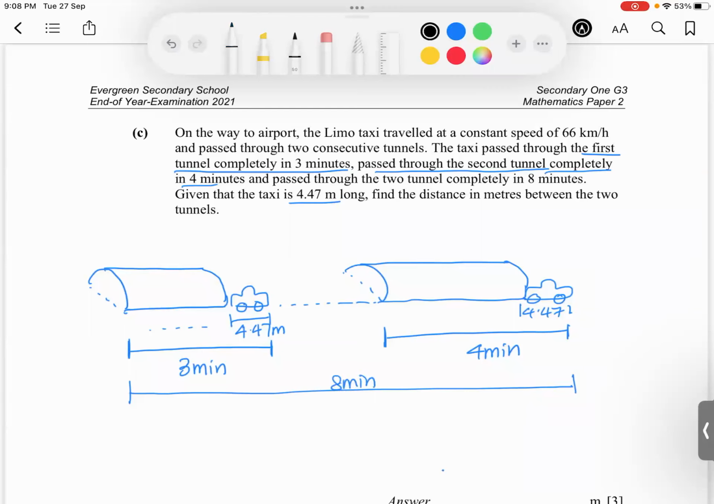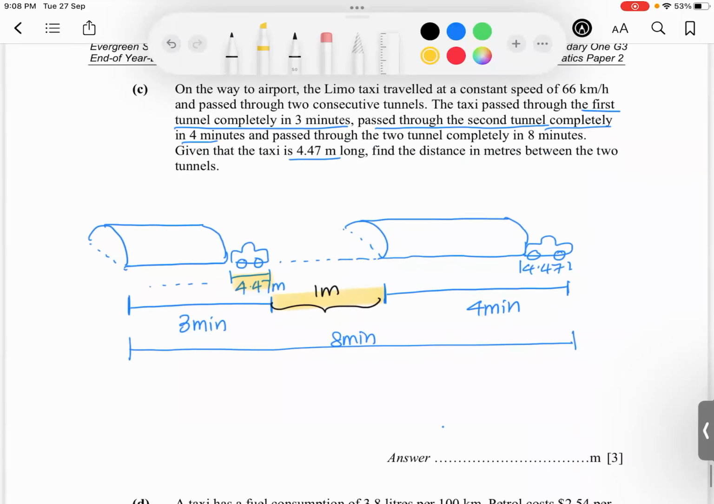What does that tell me here? That one is 1 minute. Correct. This one here is 1 minute. Then they ask me to find the distance between the 2 tunnels. That means I need to find how much he travelled in this 1 minute. What else must I add? I must add the 4.47 meters for the length of the car itself, right?